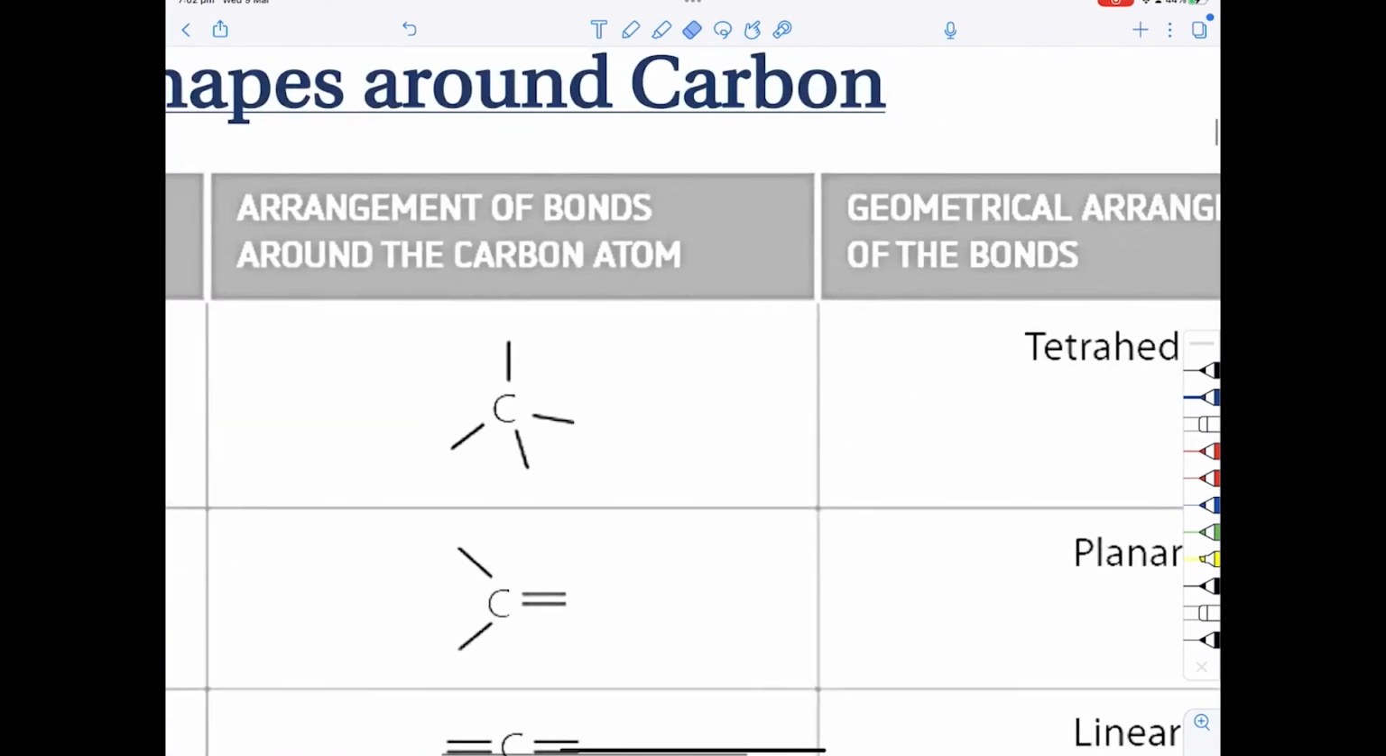a tetrahedral arrangement. So this is a true structure of methane, where this bond is coming out of the page, these two bonds are going backwards into the page, and this bond is going straight up. And what that does is it makes the bonding angle 109.5 degrees. So you should know the bond angle for a tetrahedral molecule, such as methane, is 109.5 degrees.